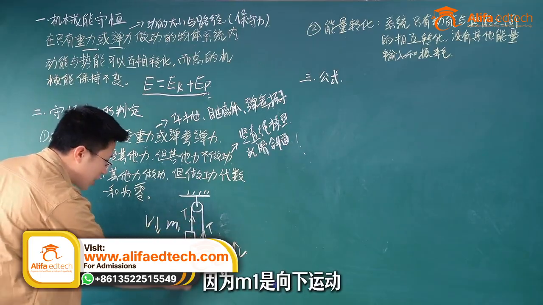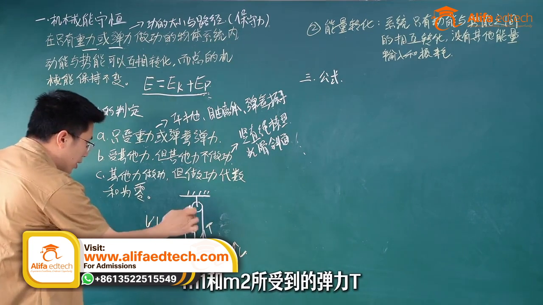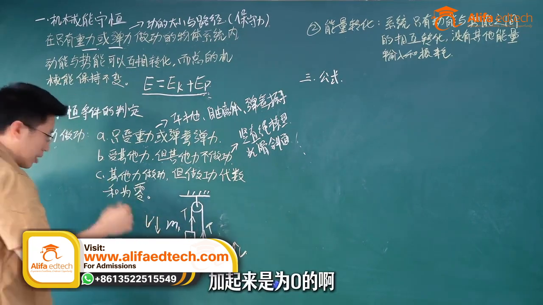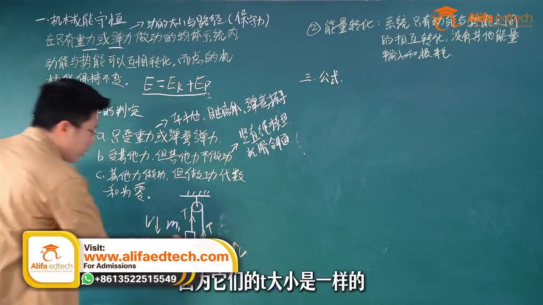This is because M1 is moving downward, so its displacement is downward. However, in this process, the total work done by the tension T on both M1 and M2 adds up to zero. That is, W1 plus W2 equals zero. Why is it zero?